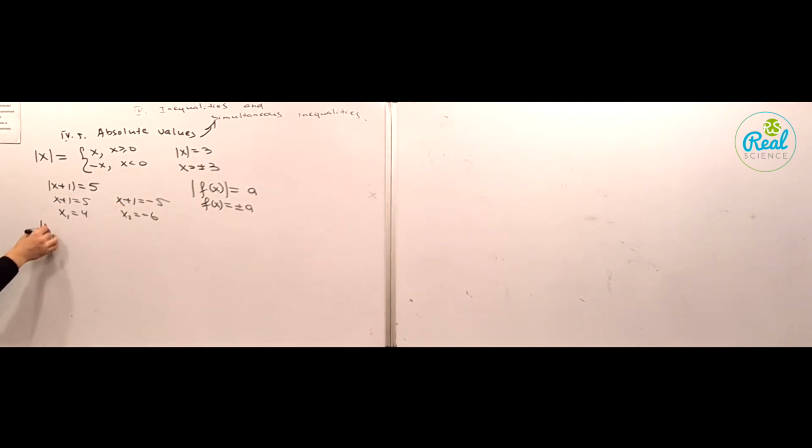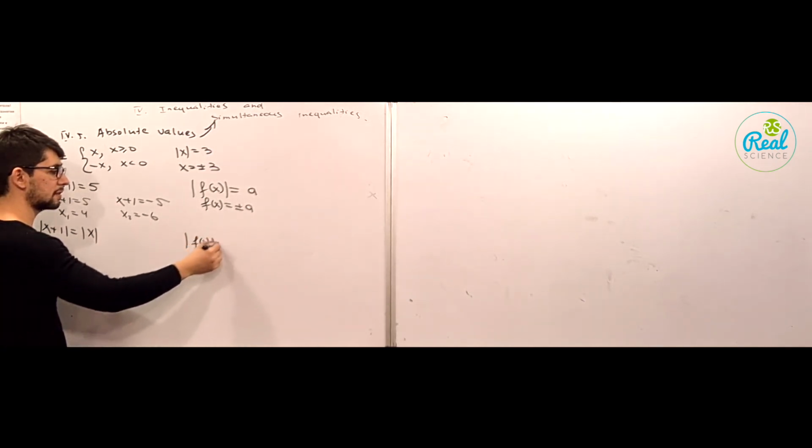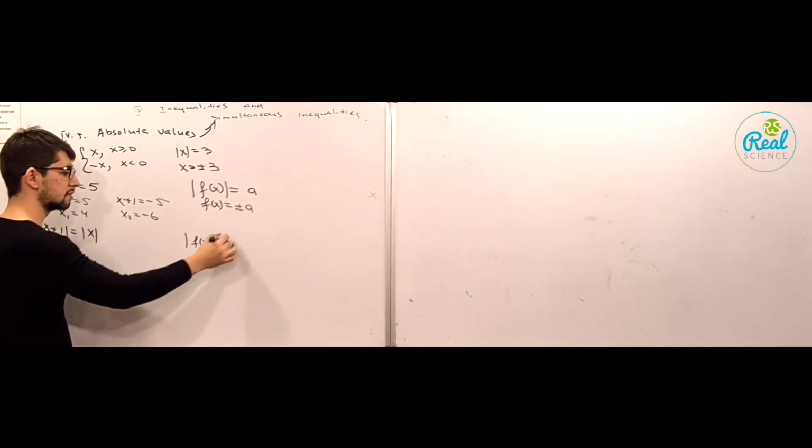What about this part then? Modulus of x plus 1 equals modulus of x. That's how to solve it. In both sides we have modulus, right? It's in the general form as modulus of f(x) equals modulus of g(x), right?